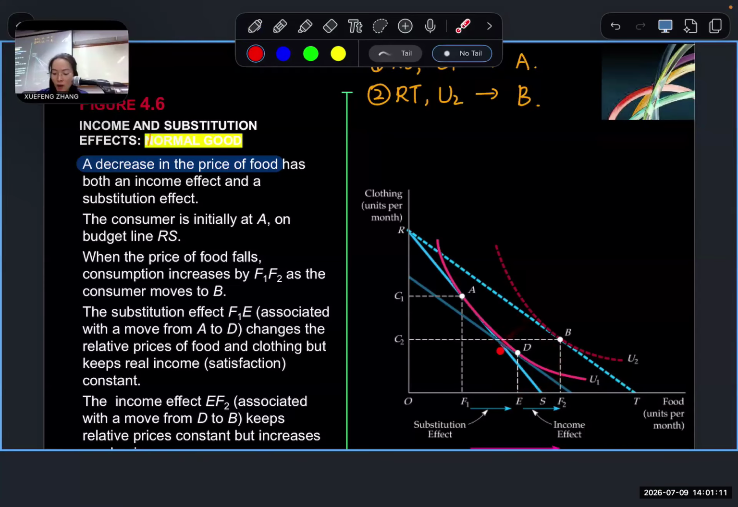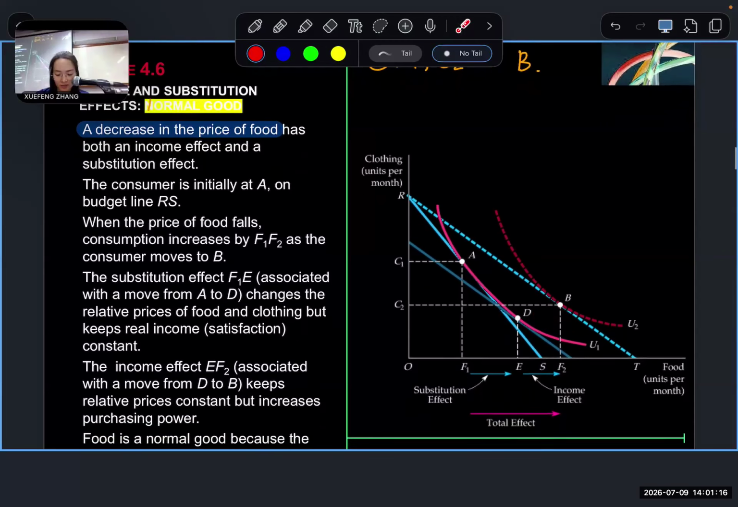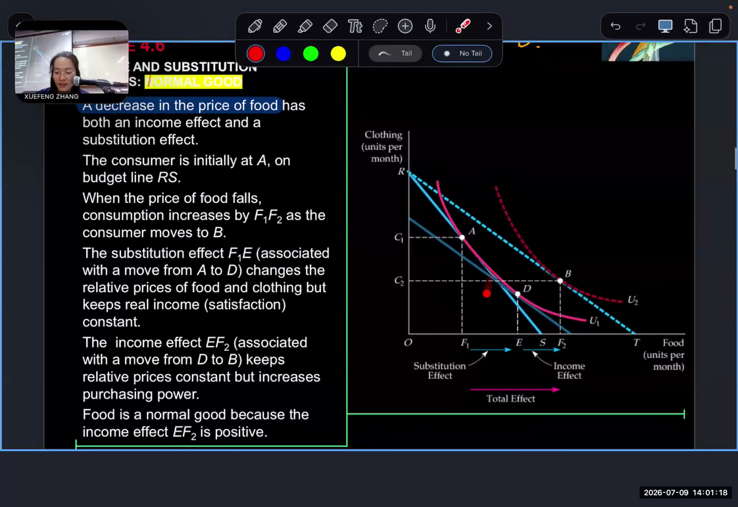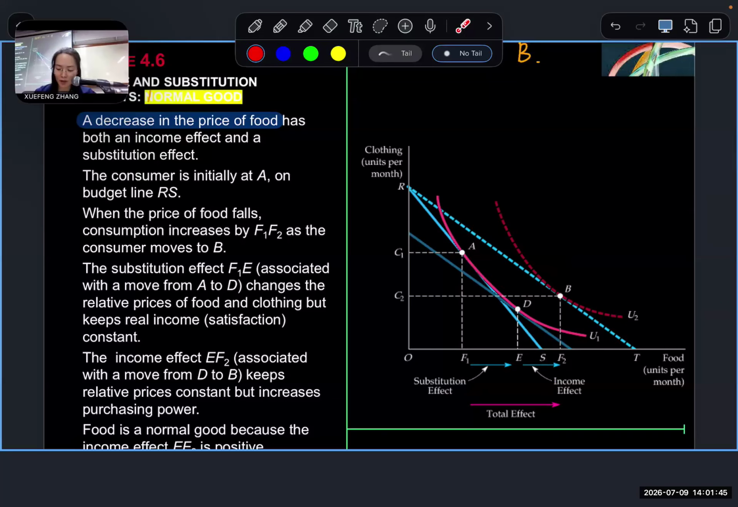But how come we have a point D here? Why do we have point D here? This is how we separate the substitution effect and income effect, okay? From A to B. So let's see, in A, the food that we consume is F1. And at point B, the food we consume is F2. So from F1 to F2, this is the total effect, okay? This is the total effect. But how can we separate the substitution effect and income effect?